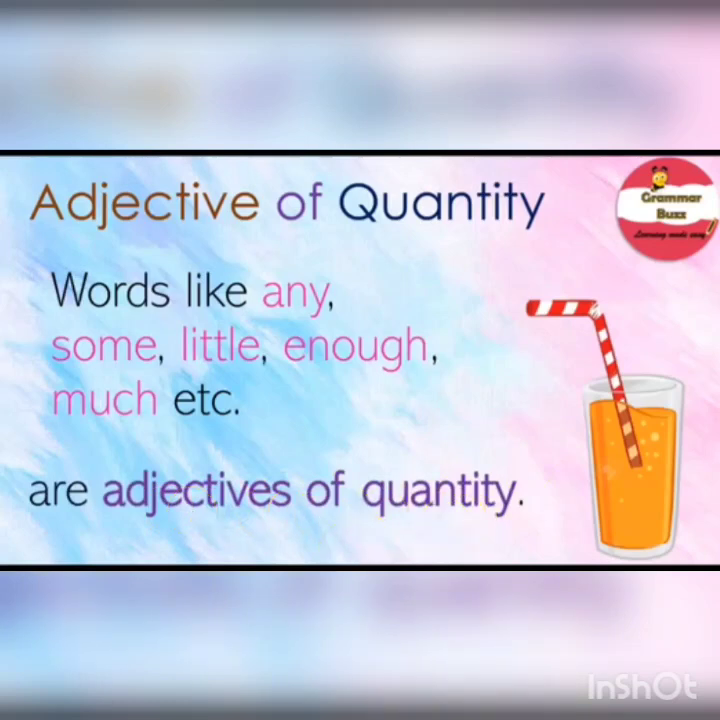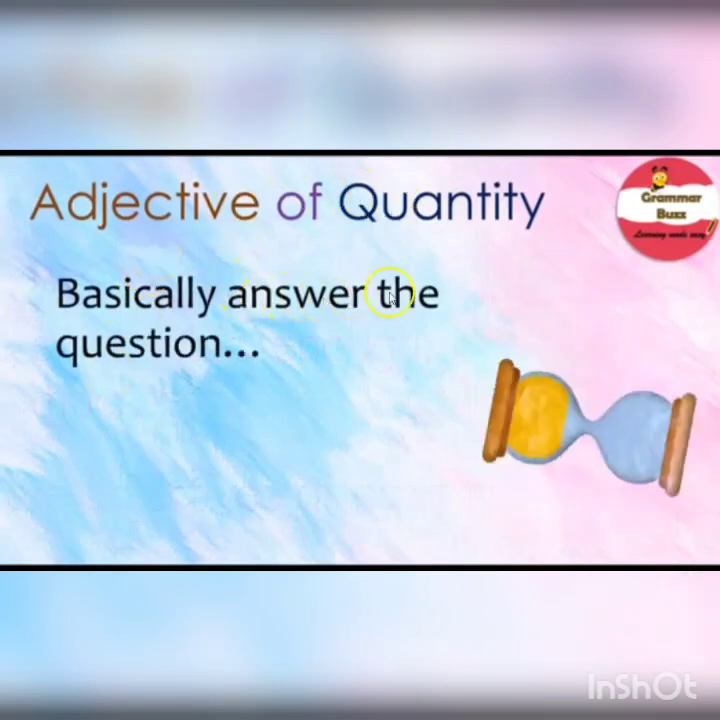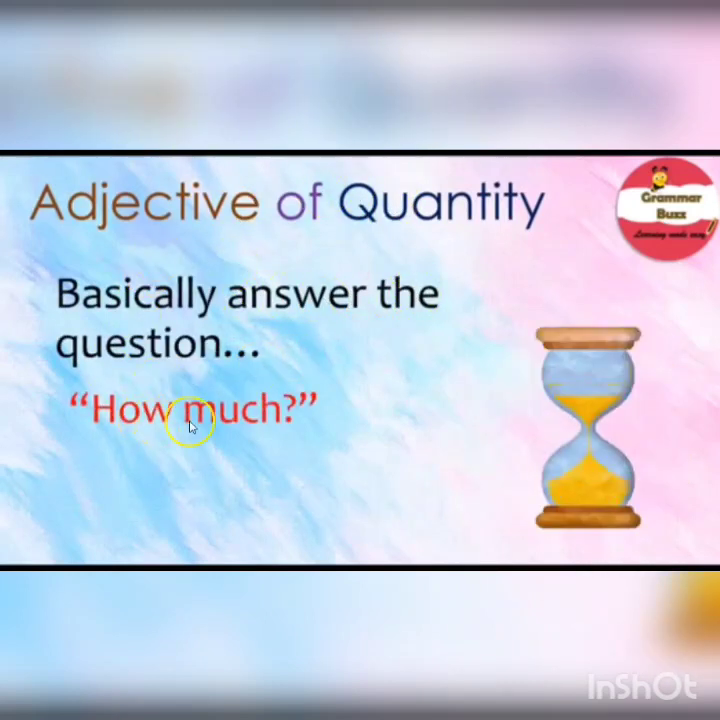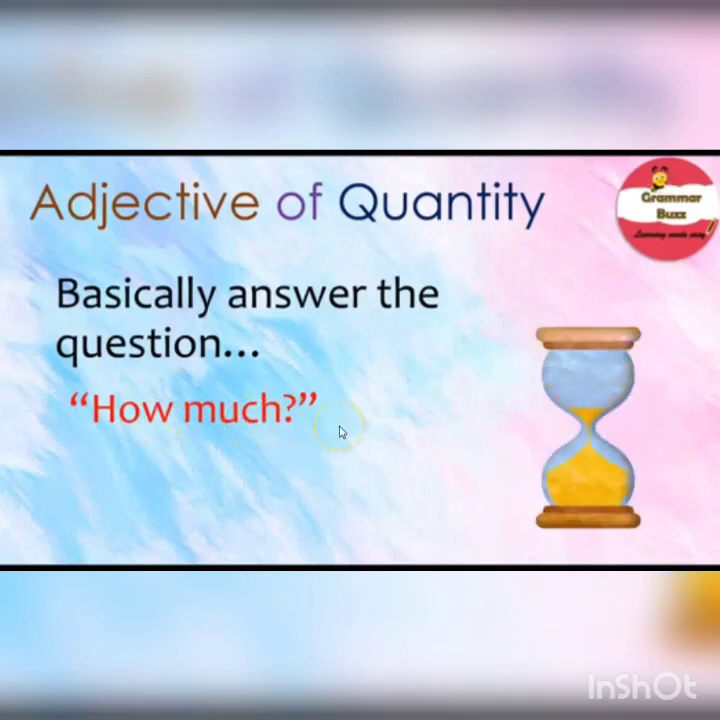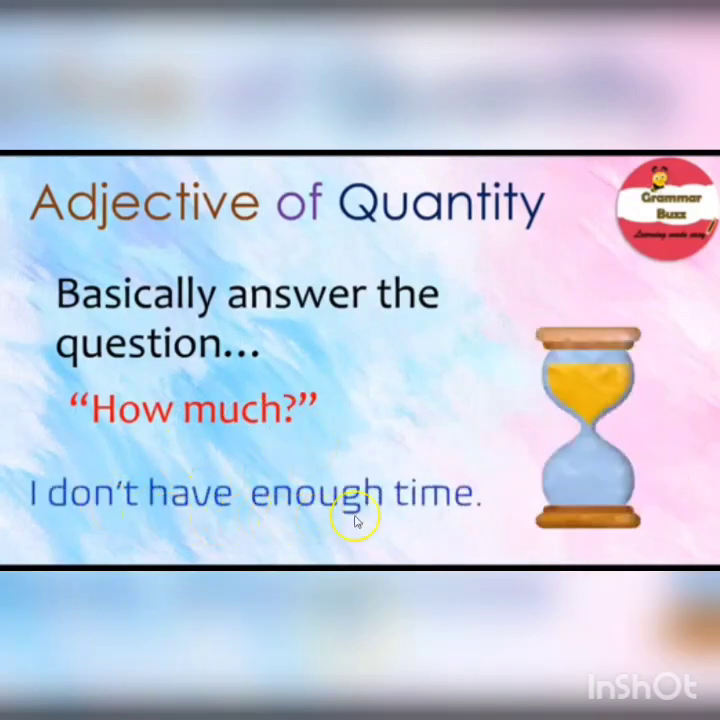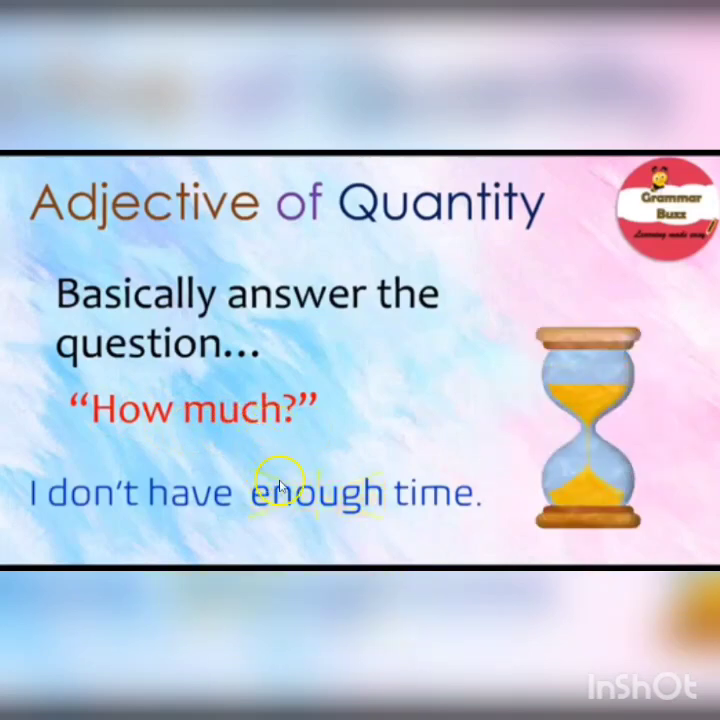Now let's see the next one. Now adjectives of quantity basically answer the question how much. For example, I don't have enough time. How much time? Enough time. So use the words how much to answer the question.